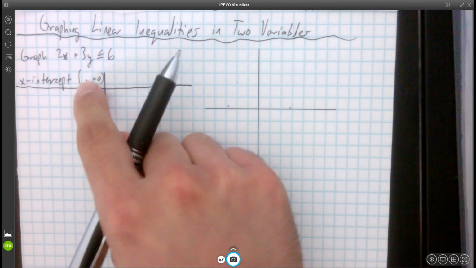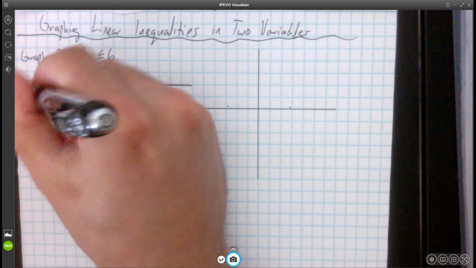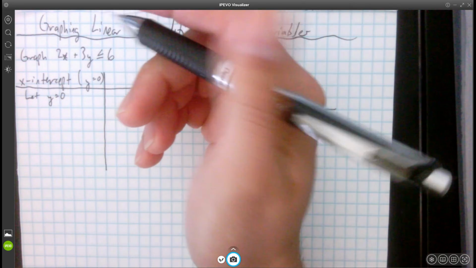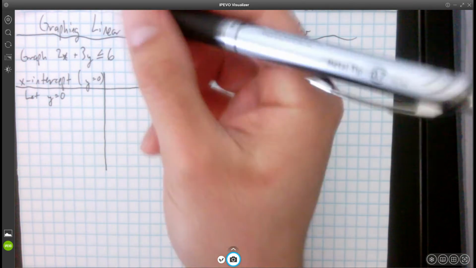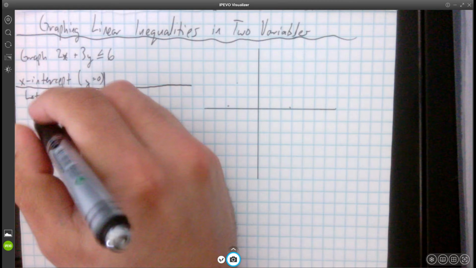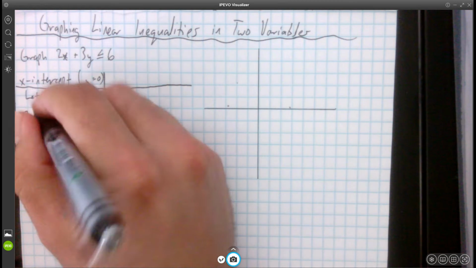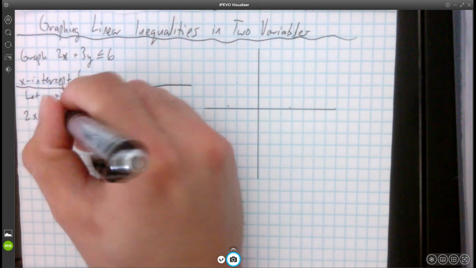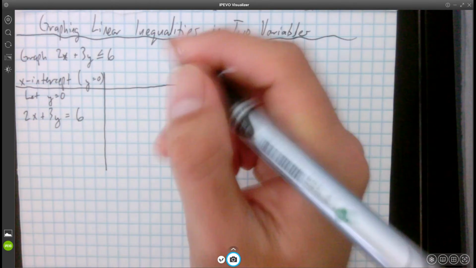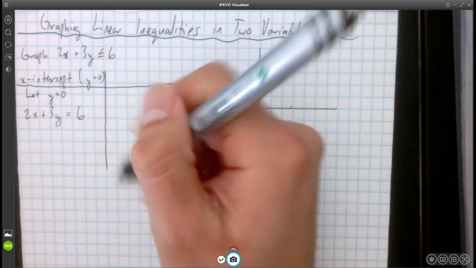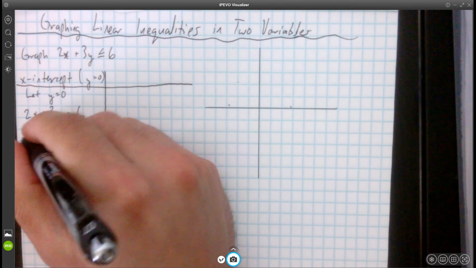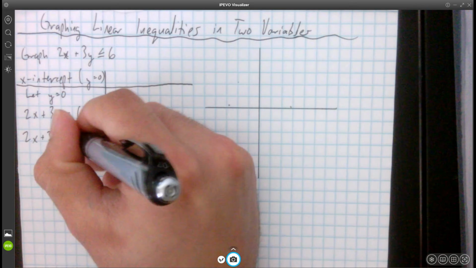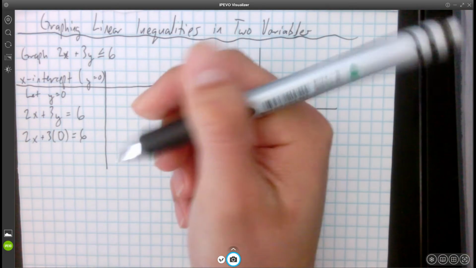So I'm going to let y equal 0, because the x-intercept is the value of x when y equals 0. Let's solve this here. 2x plus 3y, and I want to know when that equals 6. That's how I'm going to find my x-intercept. I'm letting y equal 0, so wherever my variable belongs, I'm going to put a parentheses, let that equal 0, and solve for x.